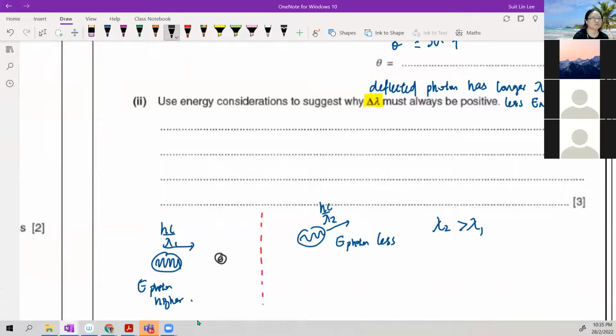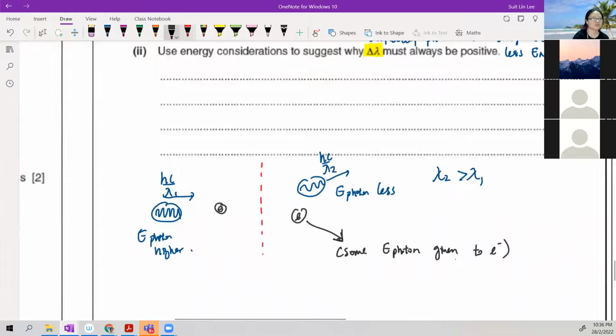And the electron is going to shoot in this direction, somewhere down this direction, to conserve momentum, remember? So the horizontal momentum is conserved. The vertical momentum should cancel out because in the initial setup there's no vertical momentum. So the electron must travel here, taking away some of the energy, some E photon given to electron. And the electron will move in this direction to conserve vertical momentum.